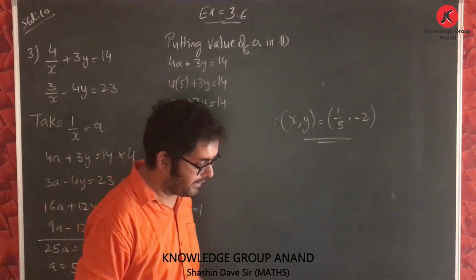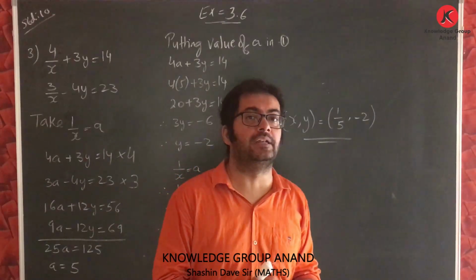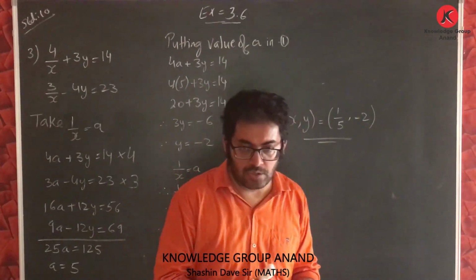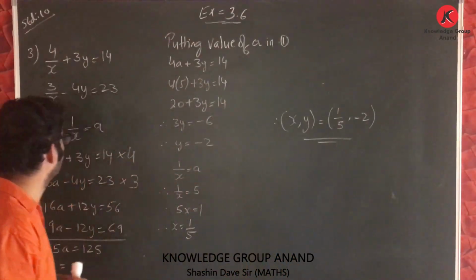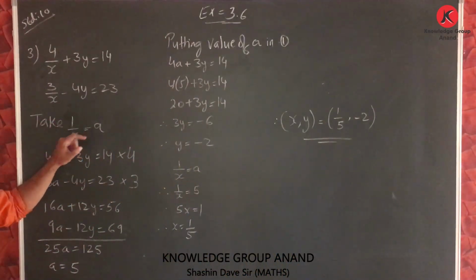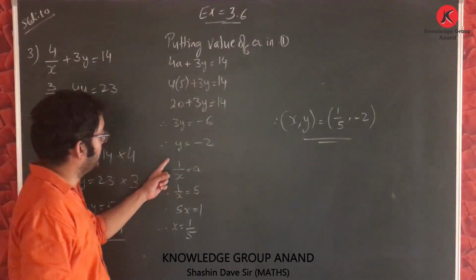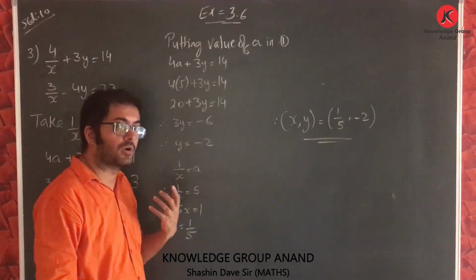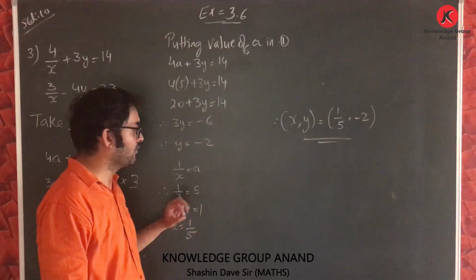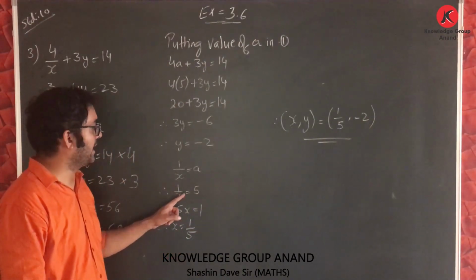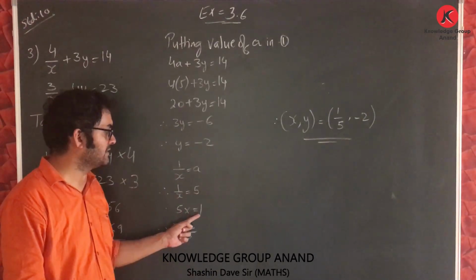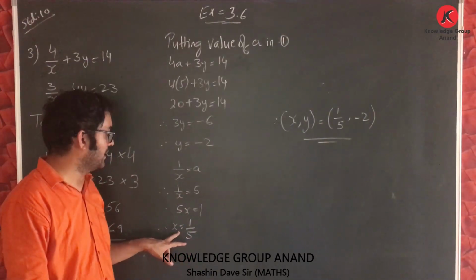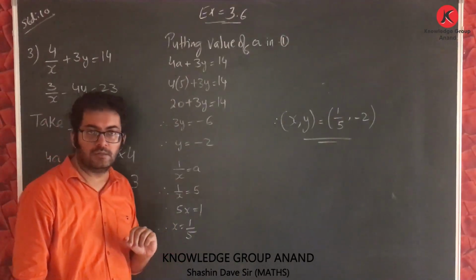Now I got the value of y. Still I have to find the value of x. So to find the value of x, I will go to the assumption part. What was my assumption? That 1 upon x is equal to a. But what was the value of a? The value of a was 5. So 1 upon x is equal to 5. So 5x is equal to 1. That gives the value of x as 1 upon 5.